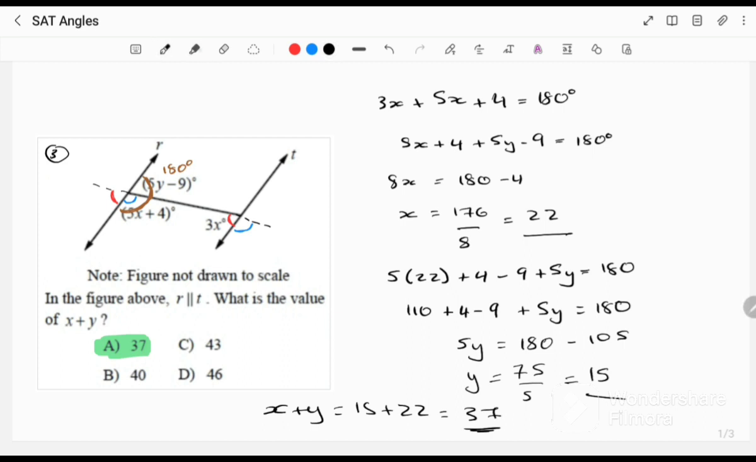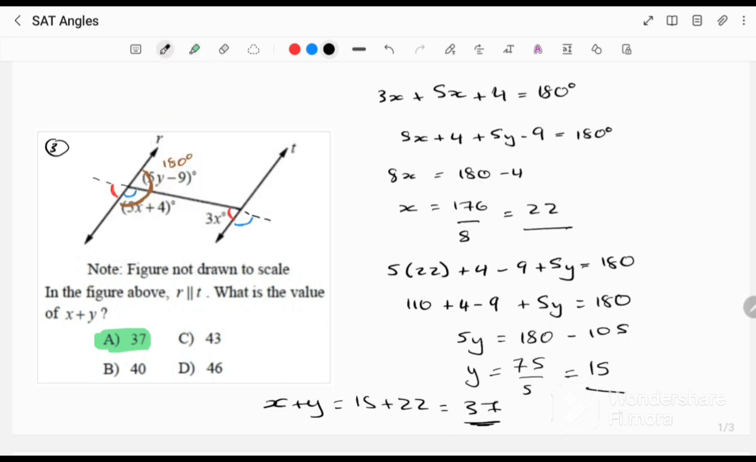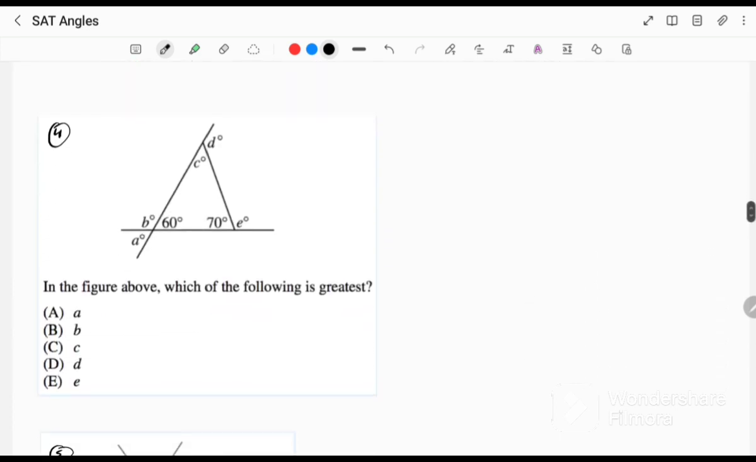Let's go ahead and look at the next question. For this next question, we've been given this figure and we're told which angle is the greatest angle. So let's first go ahead and try to find what the different angles are. A is an opposite angle to 60 degrees. So A is going to be 60.